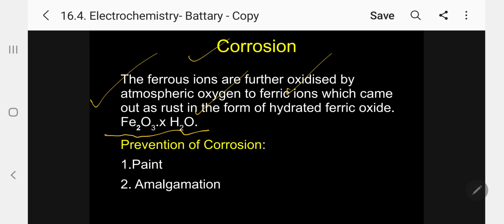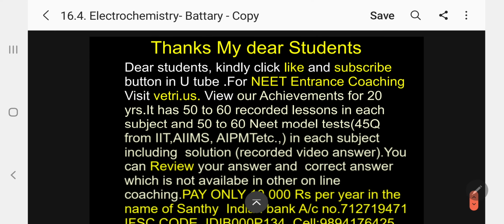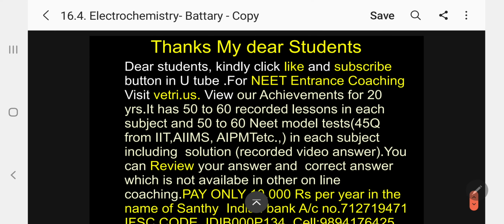So what we have to do, how to prevent this corrosion? There are two methods. One is by painting, another is by amalgamating the metals. These are the two methods by which we can prevent corrosion. I hope I have come to the conclusion.